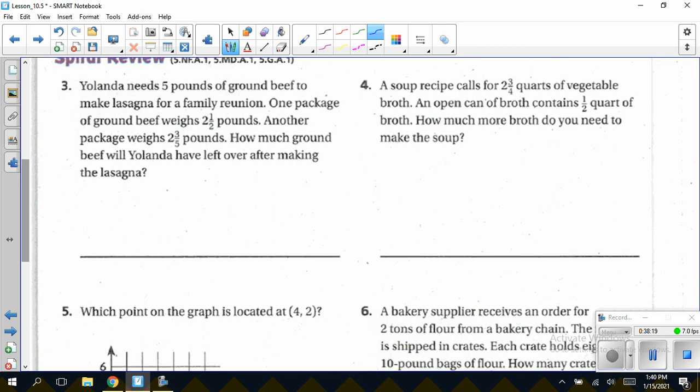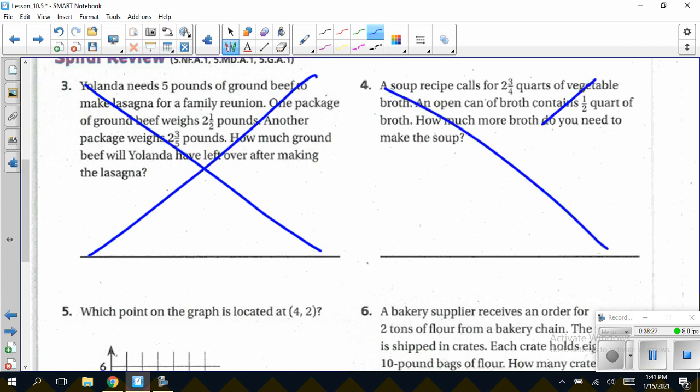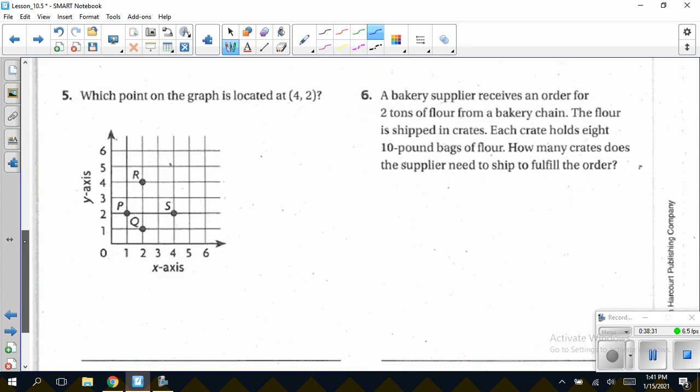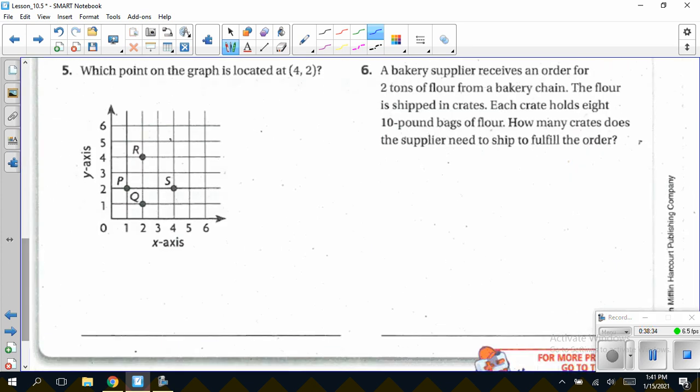Both for numbers 3 and 4, they have mixed numbers in them, or fractions. We have not gone over those chapters yet, so we are going to cross 3 and 4 off. And then for number 5, they want to know which point on the graph is located at 4, 2. Remember, the 4 tells you to go to the right, the 2 tells you to go up, and then that is a multiple choice question, so choose the correct letter.